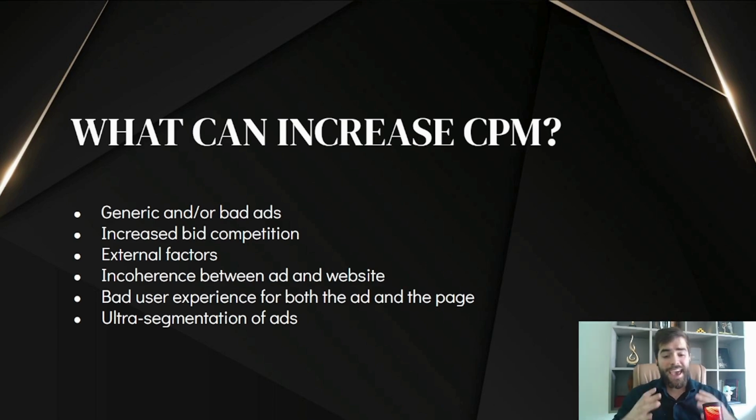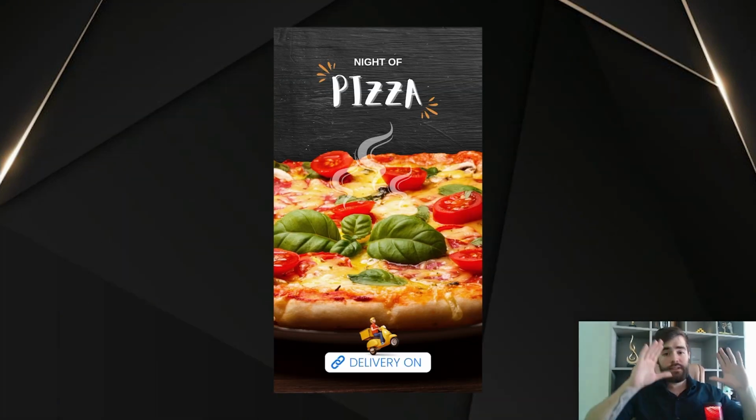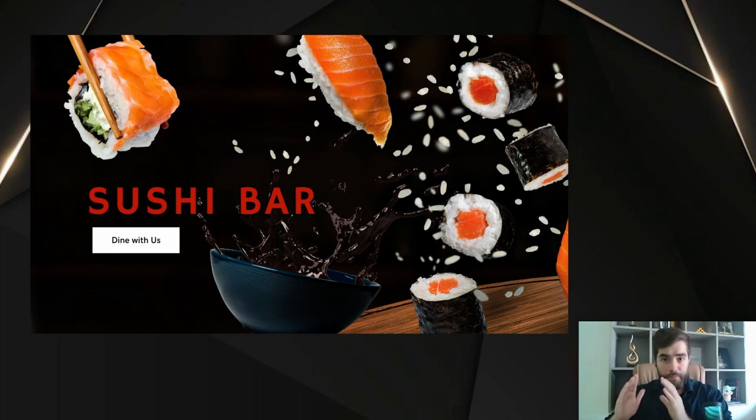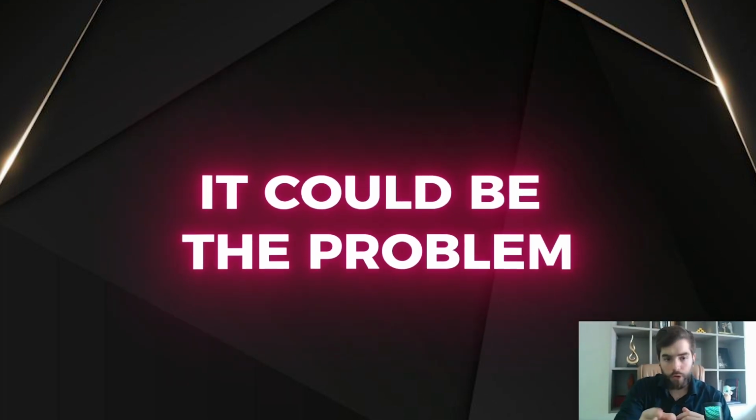Incoherence between ad and website, this is really important. If you have an ad that is related to a pizza store and you click on the ad and you go to a website that is related to, I don't know, sushi, this type of mistake is going to increase your CPM. So you have to pay attention to it. Review your website because it could be the problem, man. It could be the problem.